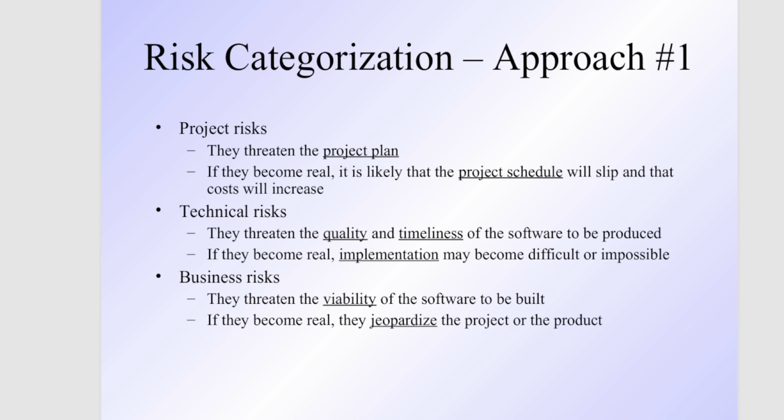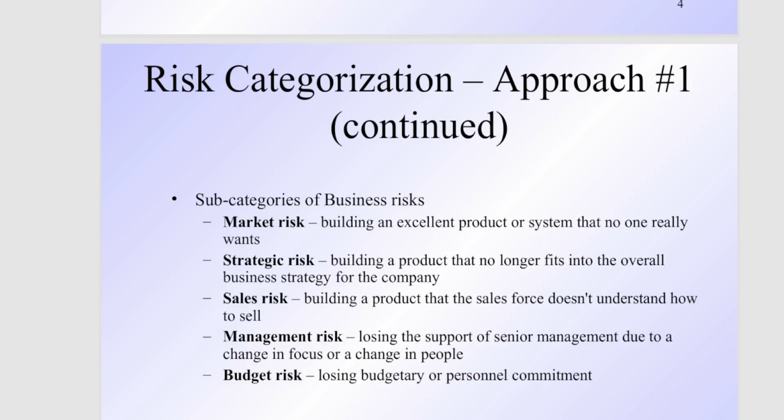Business risks threaten the viability of the software to be built. That means whether the software, if built, can be sold in the market, can be purchased, or can be sponsored in the market or not. So these are the three categories of risk: project, technical, and business, based on approach one.